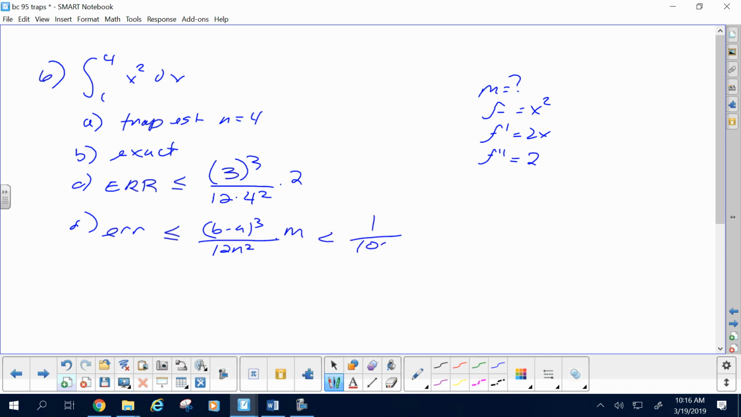Okay. So you want the error bound to be less than 1,000, ensuring then that the error is less than 1,000. Right? Your goal is to put in everything but n and find n.